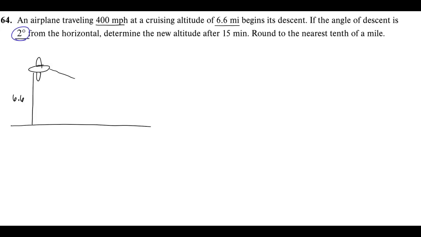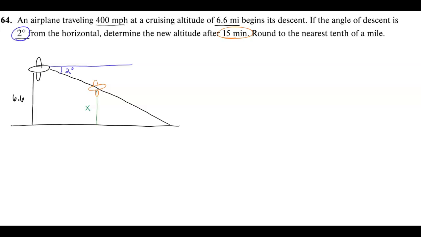So this 2 degrees from the horizontal tells me, if I put a horizontal in from the plane, this angle right here is 2 degrees. They're now asking us to determine the new altitude after 15 minutes. So I'm going to just continue to fly down the plane. Eventually, after 15 minutes, the plane's going to be, let's say, maybe right here. So what we're interested in is what is the new height of the plane now. I will call this x.